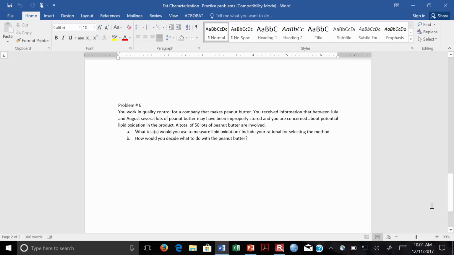So here you work in quality control for a company that makes peanut butter. You received information that between a certain period of time, certain lots of peanut butter may have been improperly stored, and you are concerned about potential lipid oxidation in the product. You have a total of 50 lots. So what tests do we do? Stored improperly, then you're suspecting oxidative rancidity.